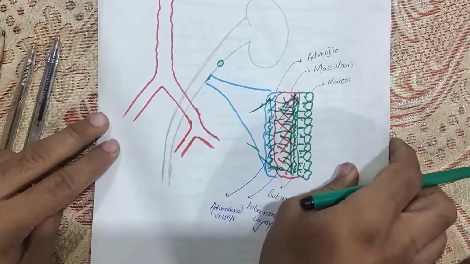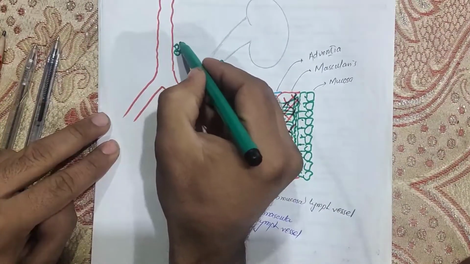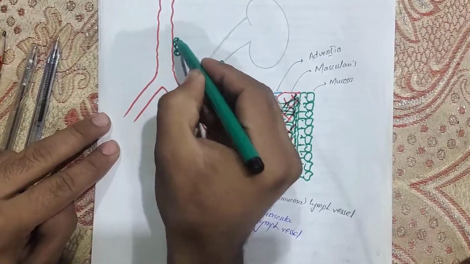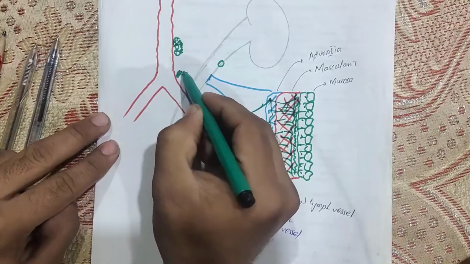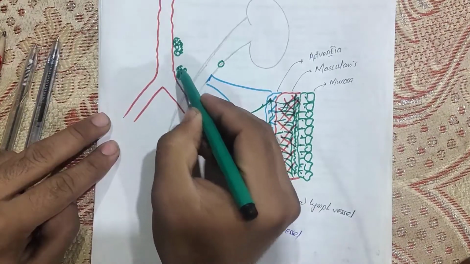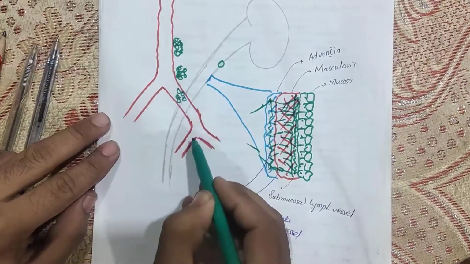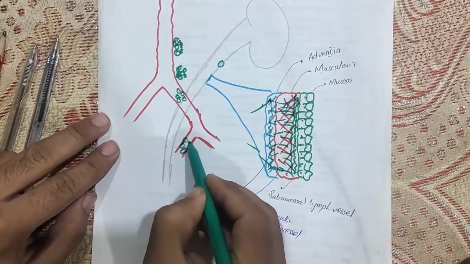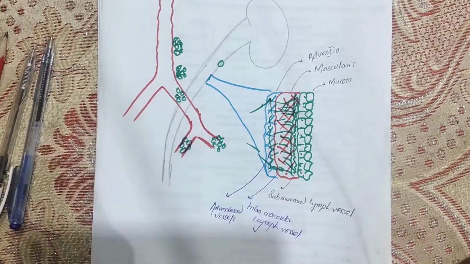So first there are the lateral aortic lymph nodes. These are the lateral aortic lymph nodes, present on both sides. Then there are the paracaval lymph nodes, also there, paracaval or lateral aortic lymph nodes. Then there are the common iliac lymph nodes. Then there are the internal iliac lymph nodes. Then there are the external iliac lymph nodes, right?